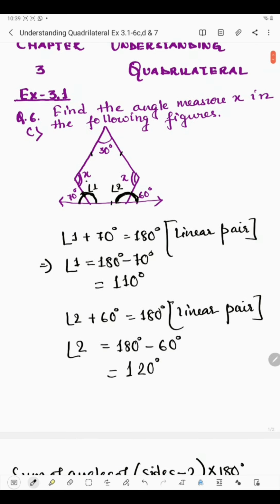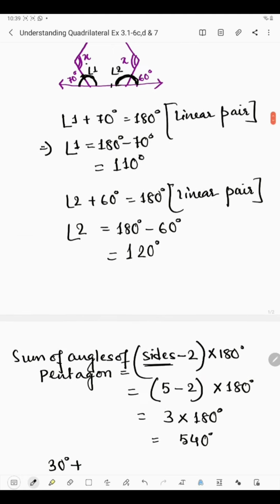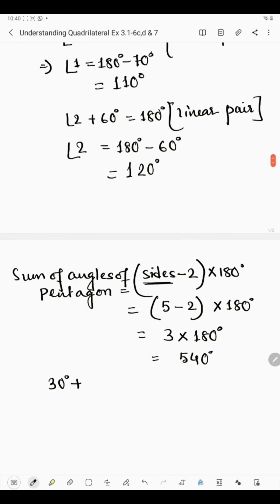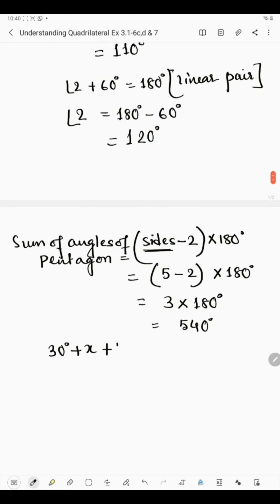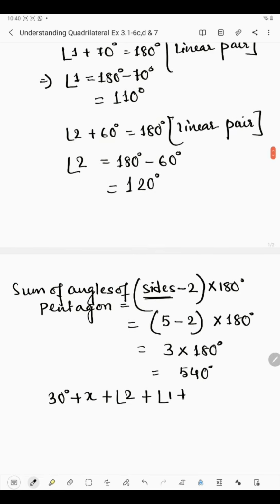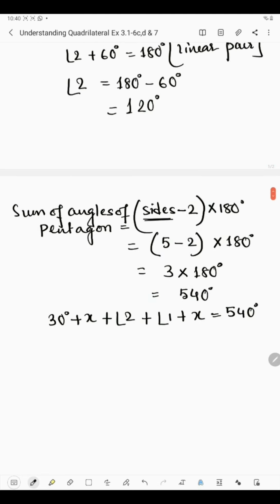Now what are the angles here? One angle is given, 30 degree. So we'll write 30 degree plus x. See, this sign is given. That means these two signs are the same, so whatever be the angle here, the same will be here also. It's angle x. So 30 degree plus x plus angle 2 plus angle 1 plus angle x make 540 degree, because this is the sum of angles of a pentagon.